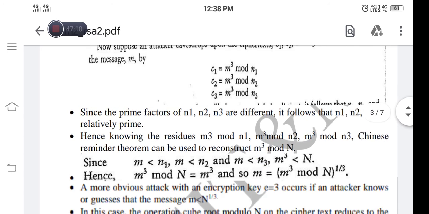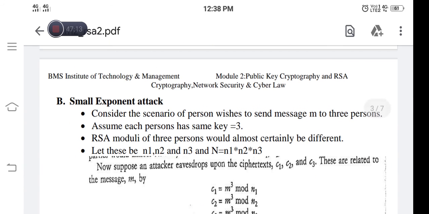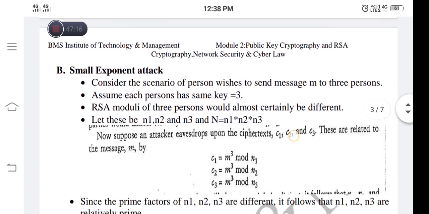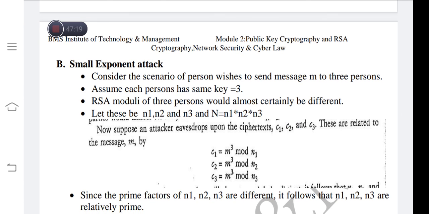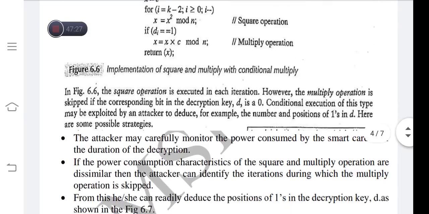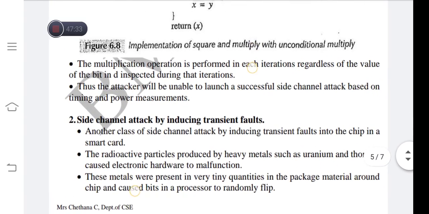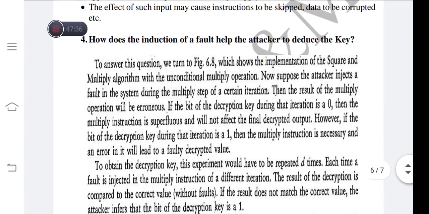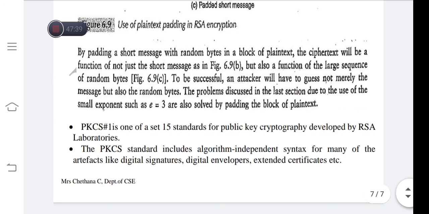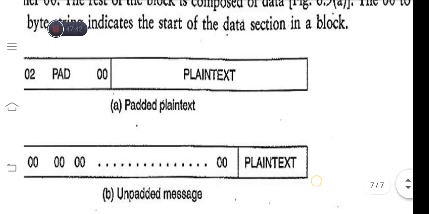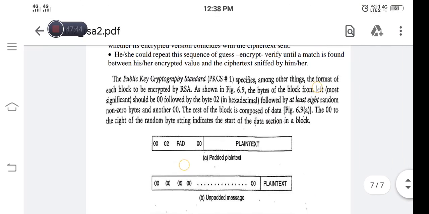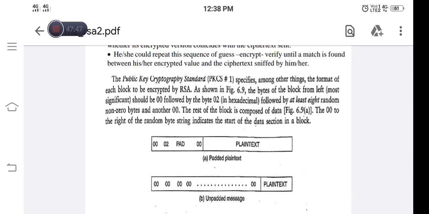One of the solutions to the small exponent attack, by choosing the small value key e equal to 3, is padding the block of the plain text. That's one of the solutions. So this is about the PKCS format of each block to be encrypted by the RSA.